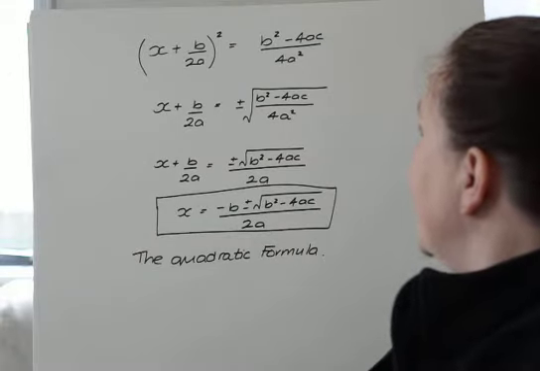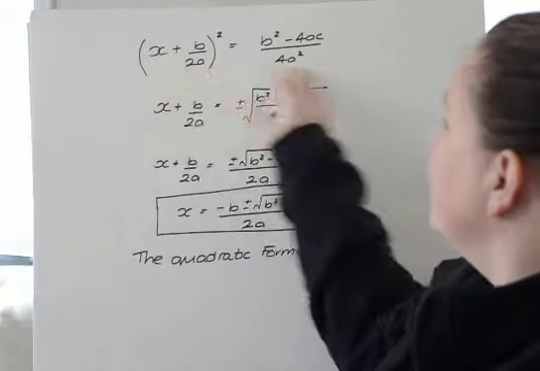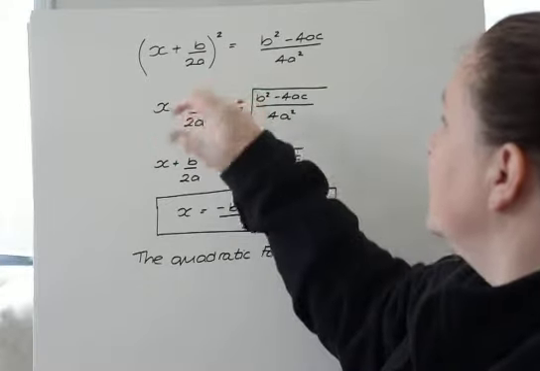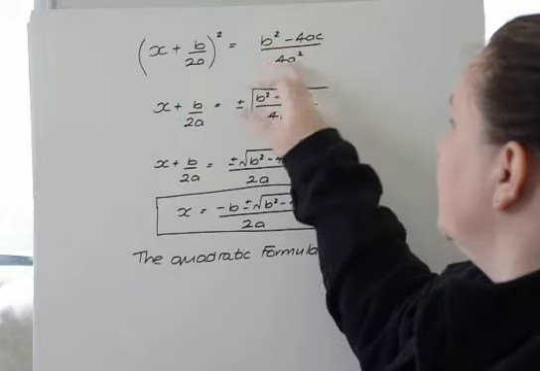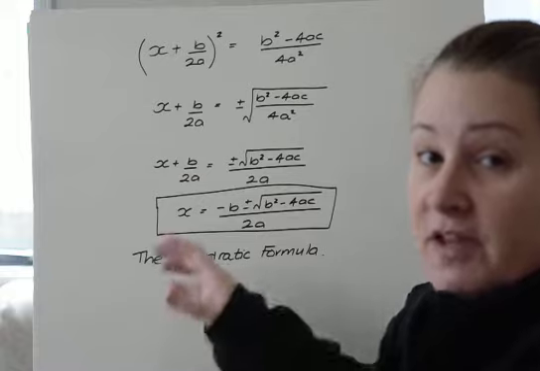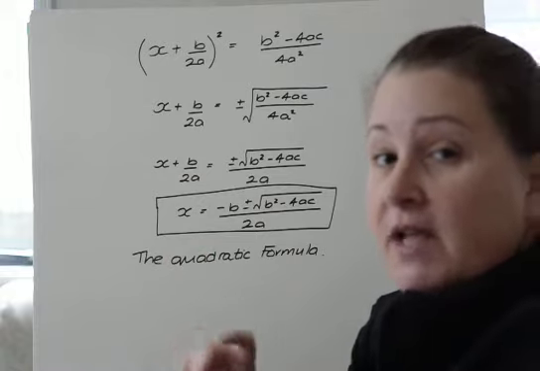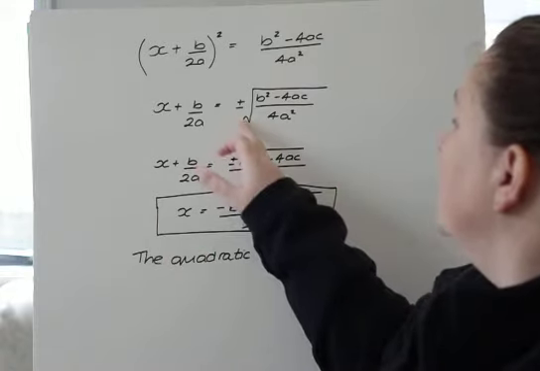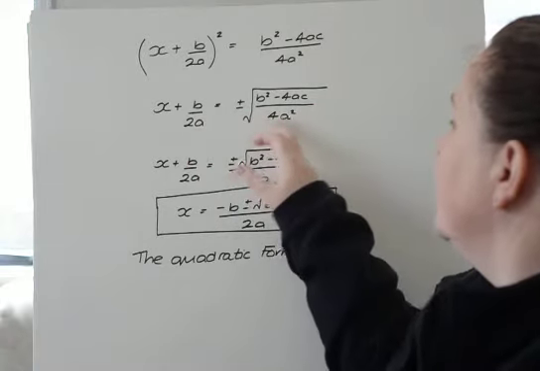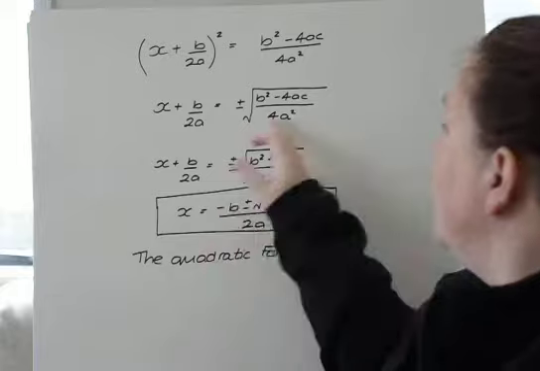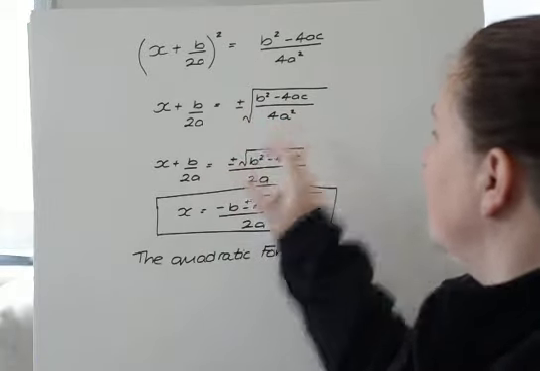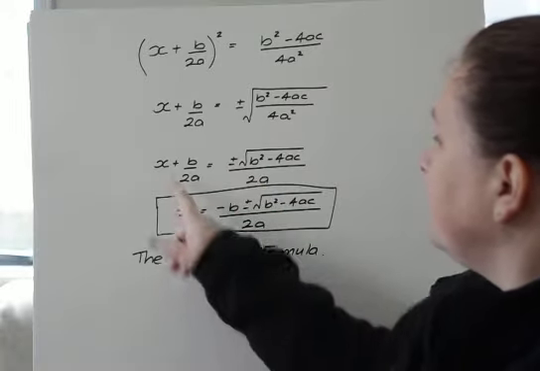Okay, finally, I've just rewritten that at the top here again, so we've got x plus b over 2a all squared equals b squared minus 4ac all over 4a squared. So I'm going to take the square root, not forgetting of course that you've got to consider both options, the plus and the minus. So I've now got plus or minus the square root of b squared minus 4ac all over 4a squared. Well, because it's a division, I can separate out the square root, and the square root of 4a squared gives me 2a.